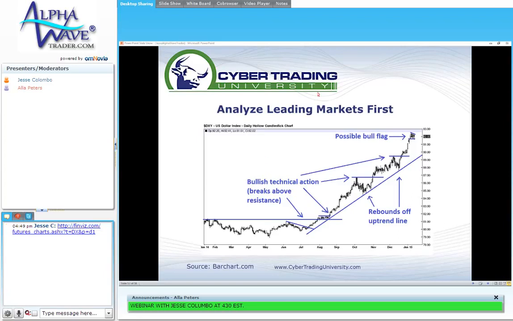So what I do is I analyze the US dollar index first, and you can see this was back in June and July. You can see there was bullish technical action. In late July 2014, the US dollar index broke right above 81. And that was a prior high that we saw back in January, February 2014. So when you see a market break to a new high, that's typically a bullish sign. It's heading into new territory.